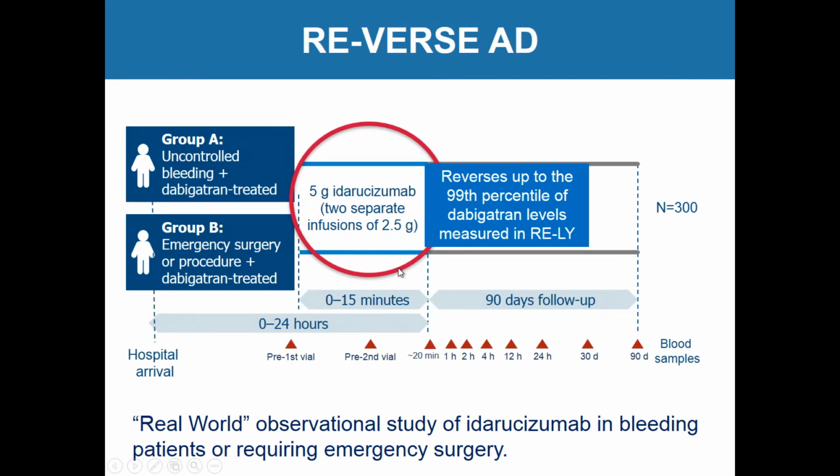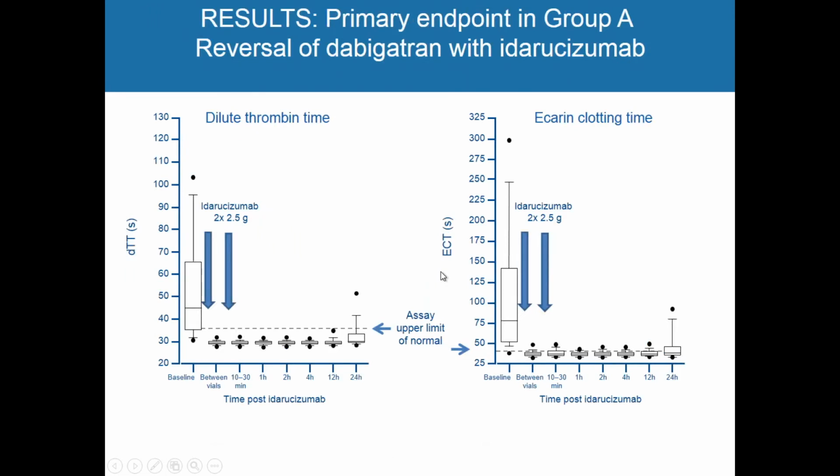The, quote, real-world study demonstrated that idarucizumab reversed up to the 99th percentile of dabigatran levels as measured in the RE-LY trial, and met efficacy endpoints of decreasing the dilute thrombin time, a measurement that you can see is elevated in those patients who in the real world presented after taking dabigatran for some interval of time and having bleeding or requiring urgent surgery.